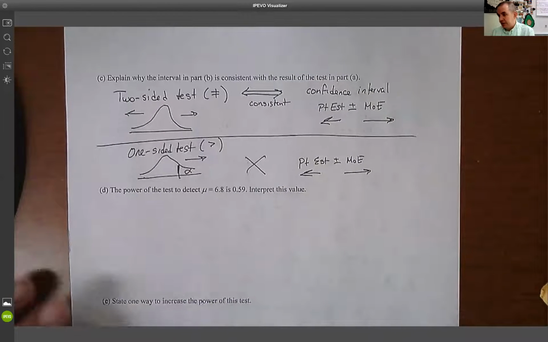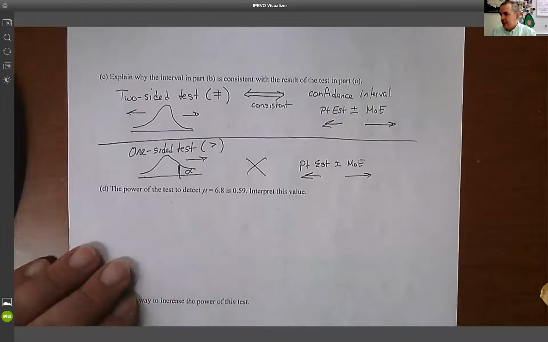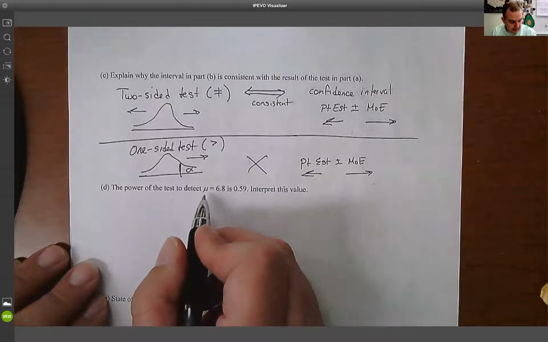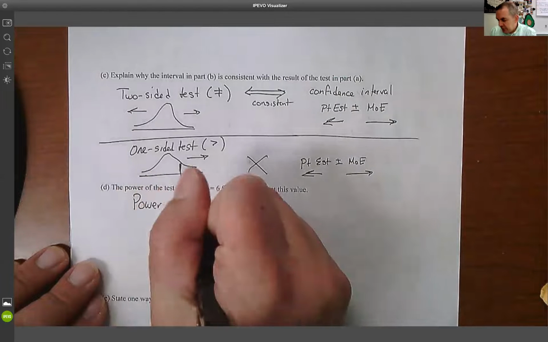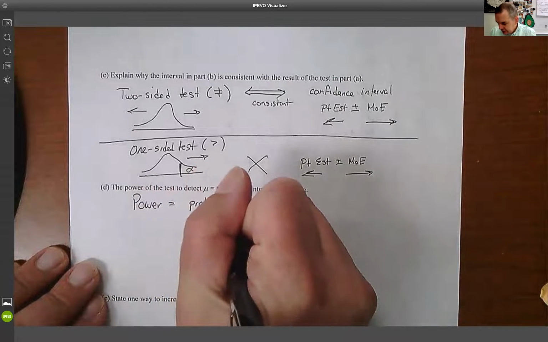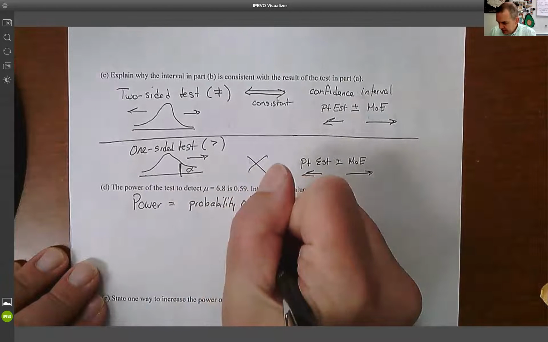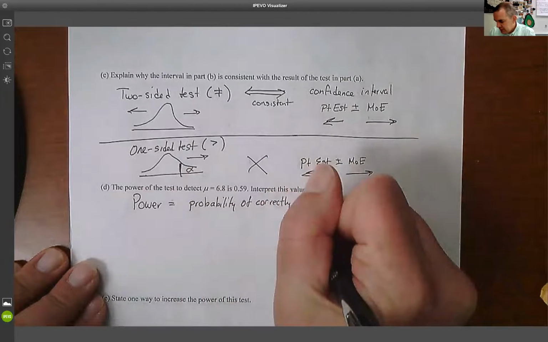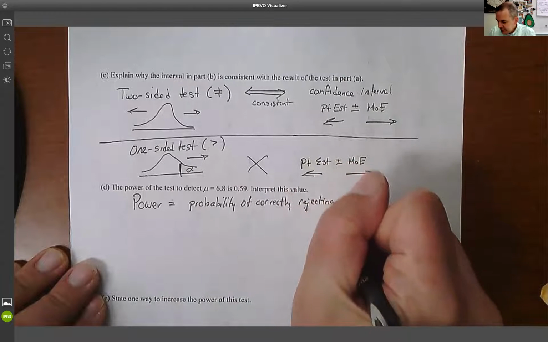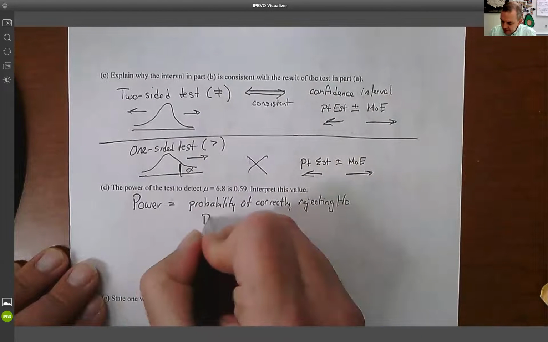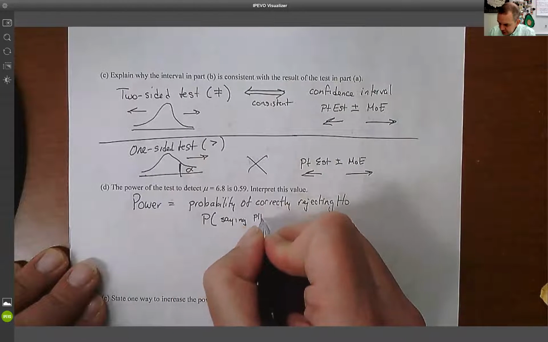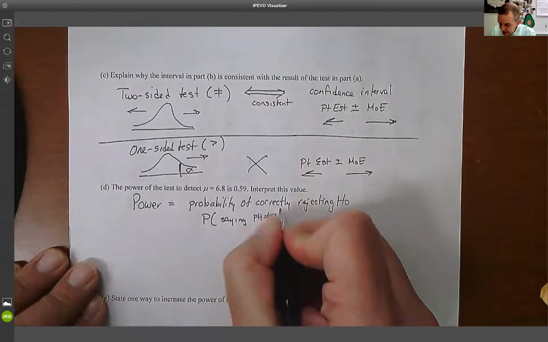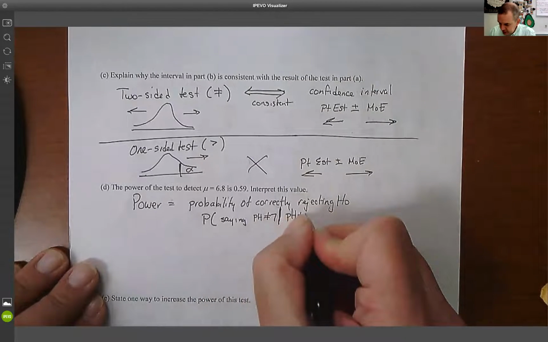The next thing it says is power of a test. The power of a test is 0.59. So this is kind of coming back to the probability. What is power? It's the probability of correctly rejecting the null hypothesis. So in the context of this, it's the probability of saying pH doesn't equal 7 when in fact the pH doesn't equal 7.